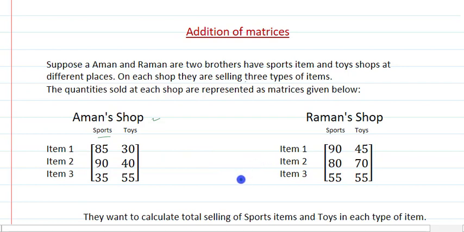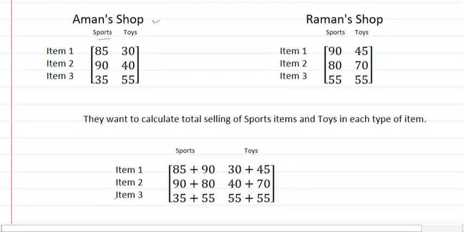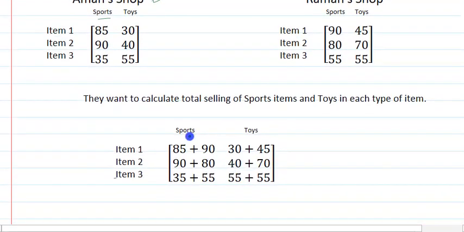Now they want to calculate the total selling of sports items and toys in each type of item weekly. So what should we do? We can find out their total selling by applying this thing. Here I have taken the sports items and here the toys items. Item number 1, 2, 3 respectively.